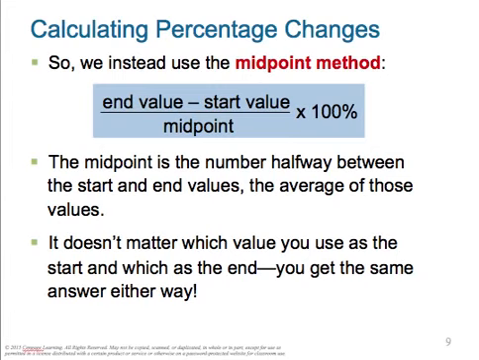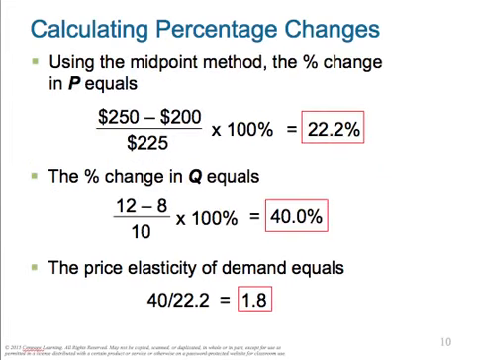It doesn't matter which value you use as the start and which is the end, you get the same answer either way. So this deals with that cumbersome problem when you use the standard calculation of percentage change, of where you start, whether you go from B to A or A to B. This addresses that issue. So using the midpoint method, the percentage change of price equals 250, the end value, minus the start value of 200, and then we divide by the midpoint and then convert it to percentage terms, and we get 22.2%. Again, this is just for the percentage change. This isn't the elasticity calculation yet.